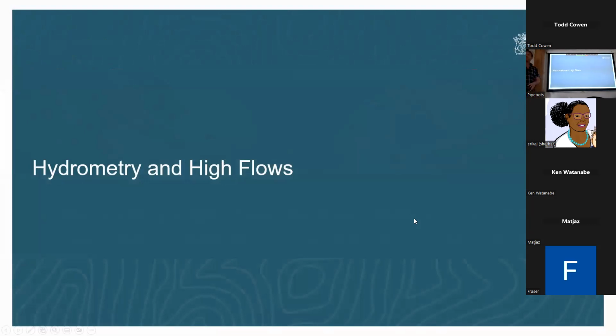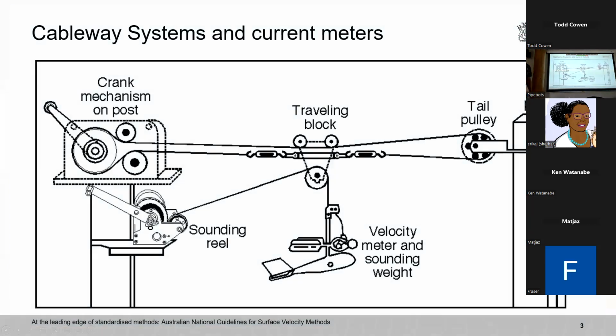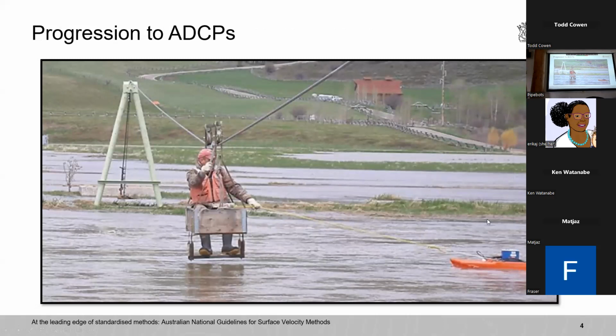Just to begin with, I'm going to rewind and talk a little bit about hydrometry and high flows. Next slide, please. Back when I first started working with the department, high flows were pretty much undertaken using a cableway of some sort with a current meter weighted down with a weight. They would drop down into the river, sound the depths, and then various corrections and velocity profiles were applied to calculate the discharge. Next slide, please.